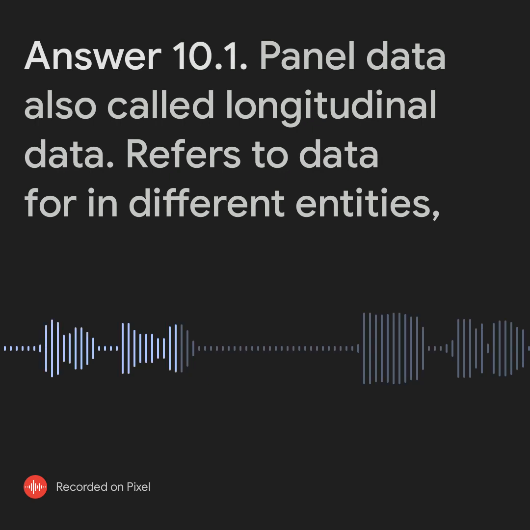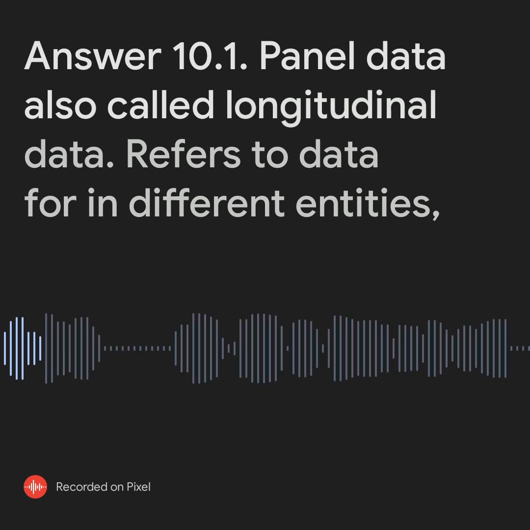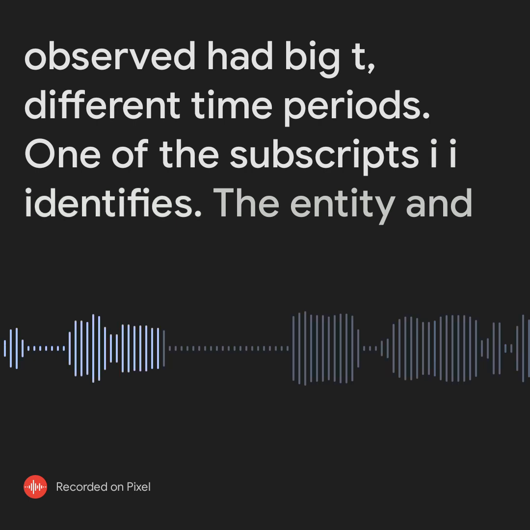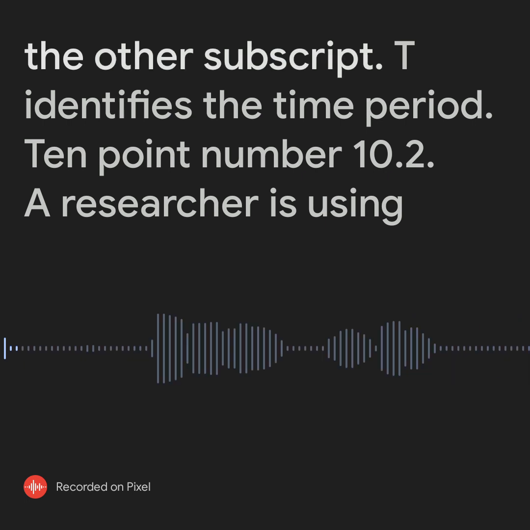Answer. 10.1. Panel data, also called longitudinal data, refers to data for n different entities observed at big T different time periods. One of these subscripts, i, identifies the entity, and the other subscript, t, identifies the time period.